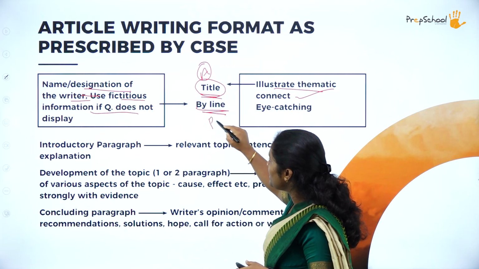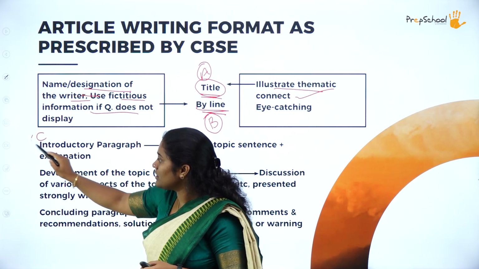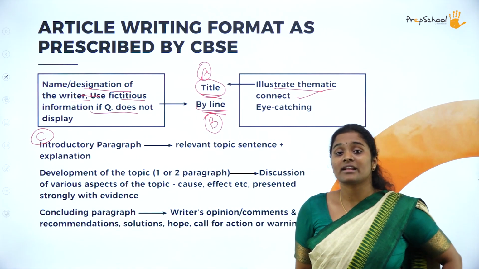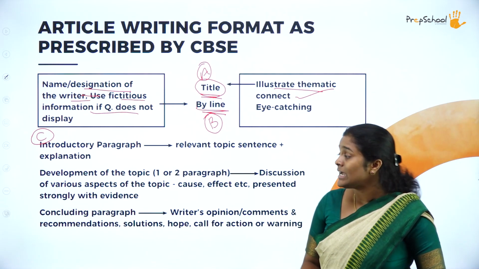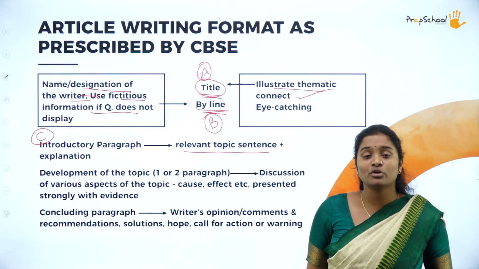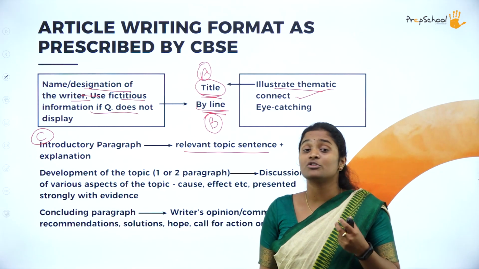Then title is over. B was byline. C is you can straight away start from the introductory paragraph. Now, what is this introductory paragraph? What is it going to be? It is going to be about the relevant topic that is there. You are going to start with giving us some inside information. It should also be very attractive.